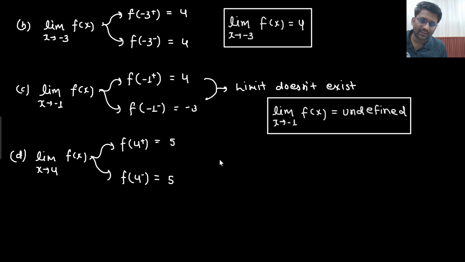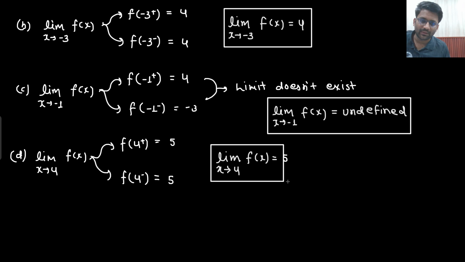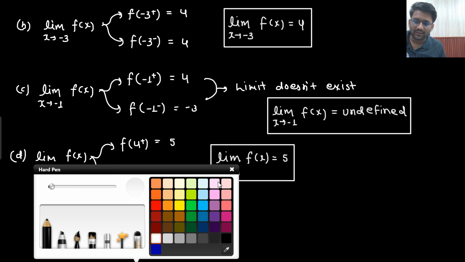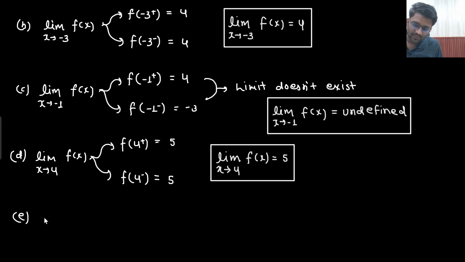So yes, limit exists, and what is the limit equivalent to? The limit is simply equivalent to nothing but 5 only. Is that understandable to you? Absolutely, sir. And let's take the last example, A, B, C, D, E.